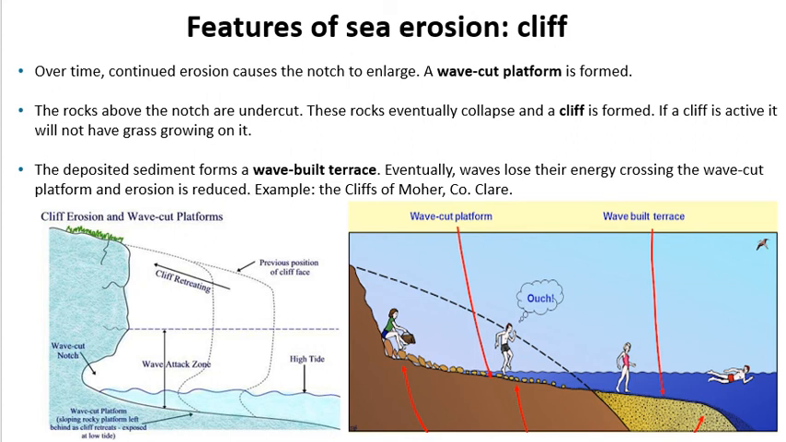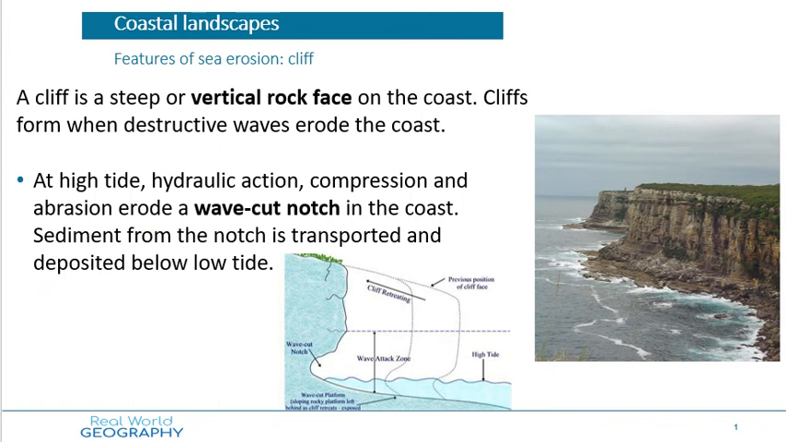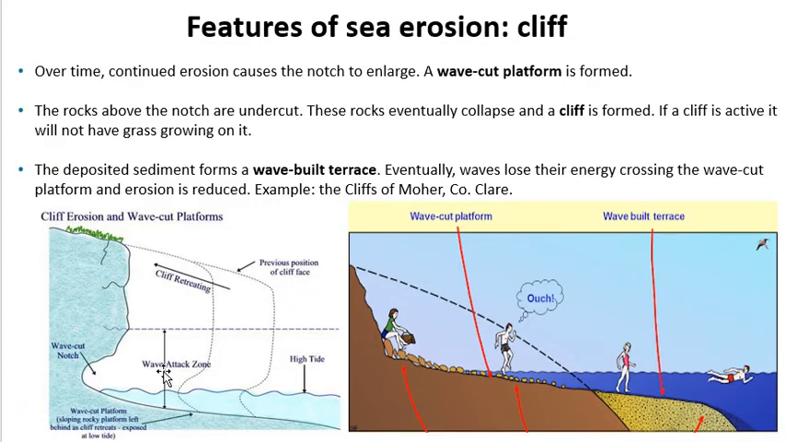So to recap on that, guys, very, very straightforward. We have to define what a cliff is. We have to explain how it's formed: a high tide, hydraulic action, erodes a wave cut notch. Eventually this wave cut notch gets eroded, and it leaves behind a wave cut platform. As the notch erodes further, the weight of the cliff on top eventually collapses. This sediment forms a wave built terrace, and exposed below is a wave built platform.